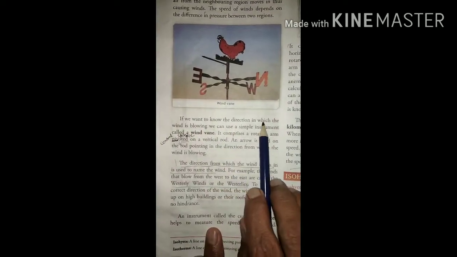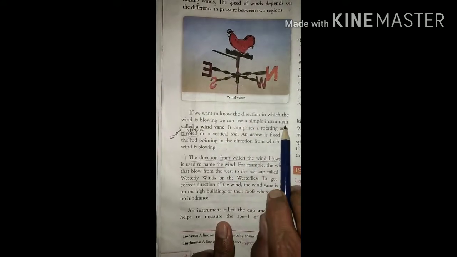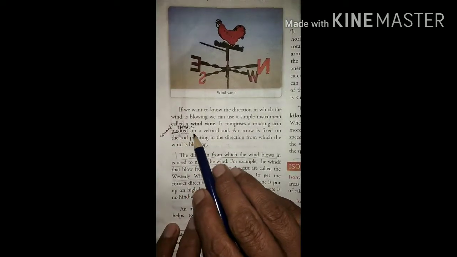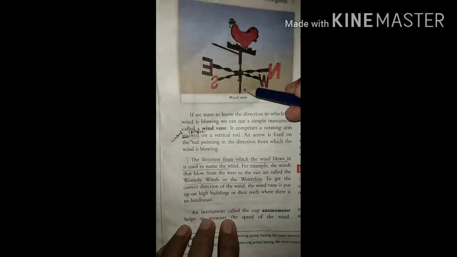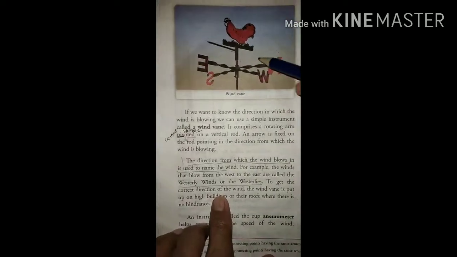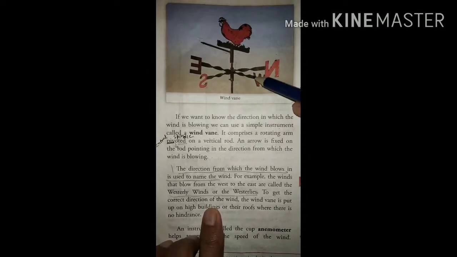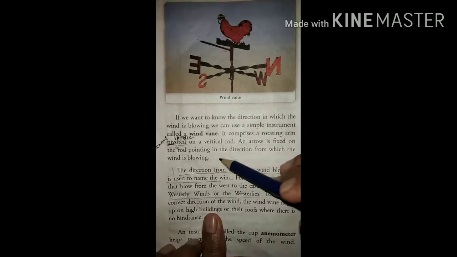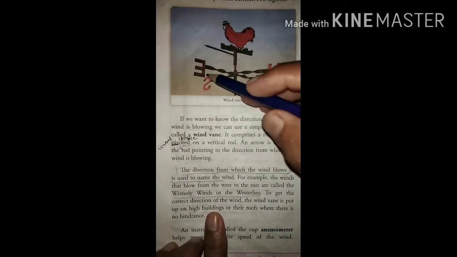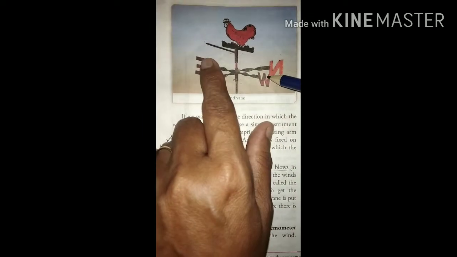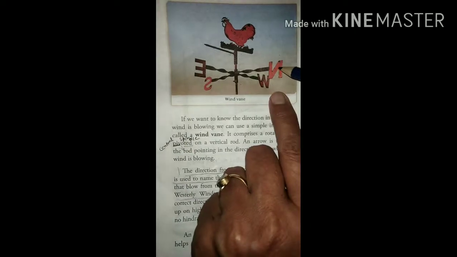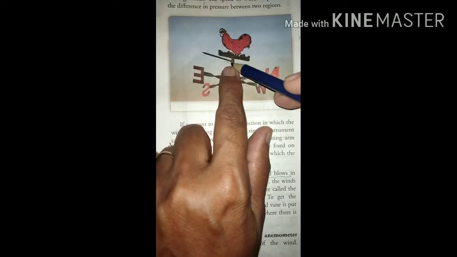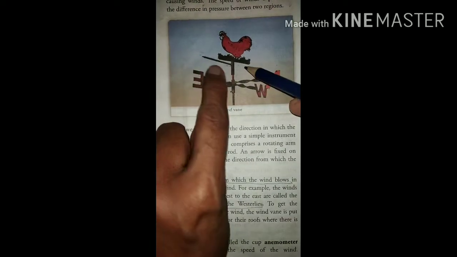To know the direction in which the wind is blowing, we can use a simple instrument called a wind vane. It comprises a rotating arm pivoted on a vertical rod. This is the rod, this is its arm, and these are the 4 directions. An arrow is fixed on the rod pointing in the direction from which the wind is blowing. Suppose the wind is blowing from west to east, it means winds are coming from the west side, so it's westerly winds.